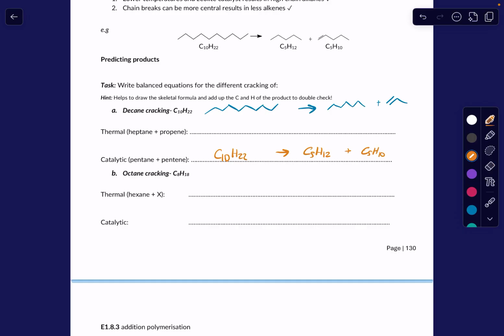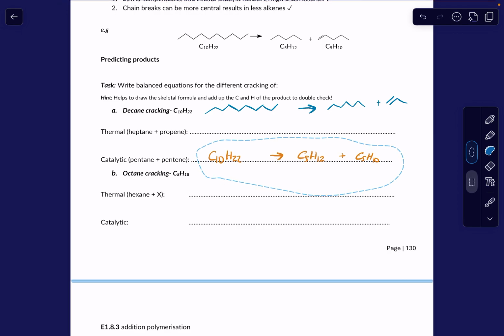H10. And then for this, what I would like you guys to do is I would like you to draw the skeletal formula above this one. I appreciate I probably didn't give you that much space. Maybe I can do that in the next time I make the booklet again. But give you a bit more space. For octane, this is C8H18, and I would like you guys to do both of these.